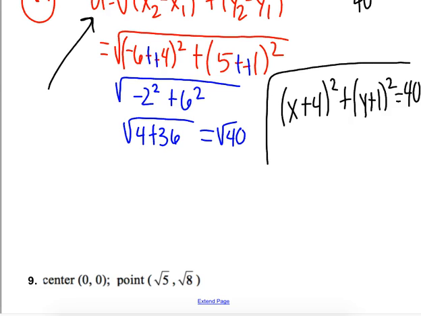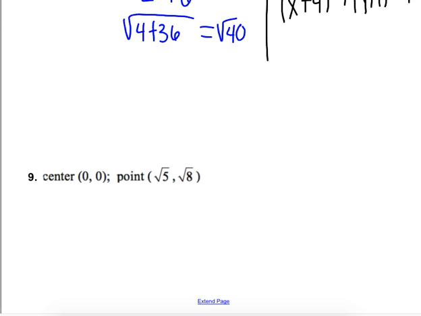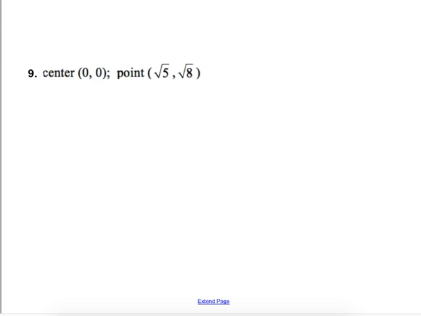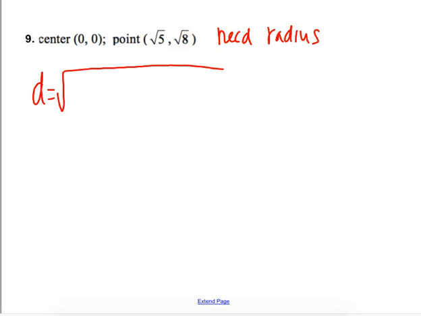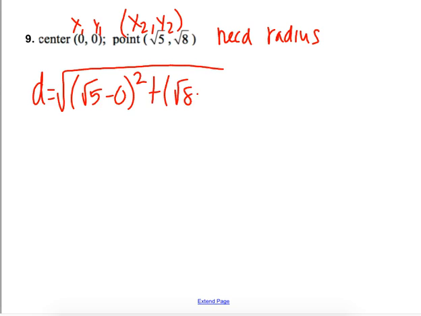Well, practice makes perfect, so let's do another one. Again, we're given our center and we need our radius. Same process as before. We use the distance formula. I'm going to make this my x2, y2 coordinate. So again, square root 5 minus my x coordinate, x1, y1 squared plus square root 8 minus 0 squared.